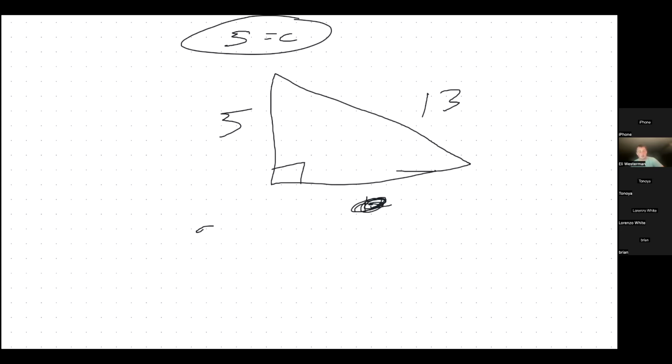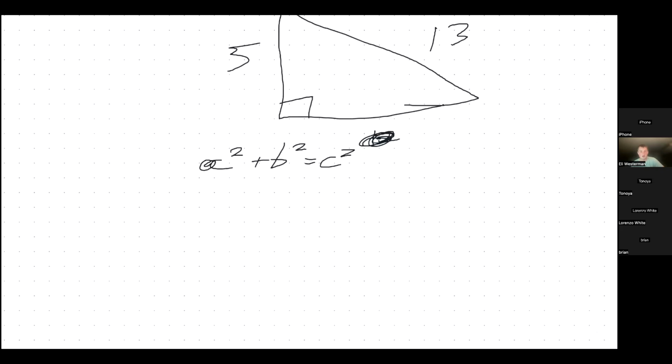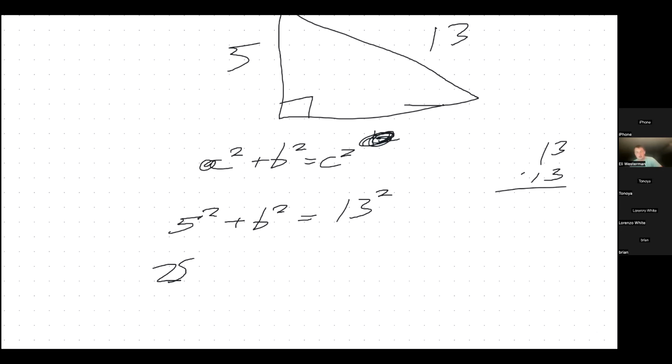So A squared plus B squared equals C squared. Well, now we don't have B squared, we just have A squared. So we have 5 squared plus B squared equals 13 squared. So now we can say 5 times 5 is 25. I don't know what 13 times 13 is, so let's do this real quick. 13 times 13 is 169. So 25 plus B squared equals 169.